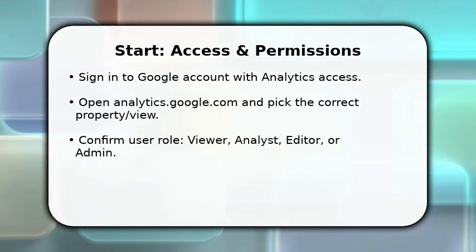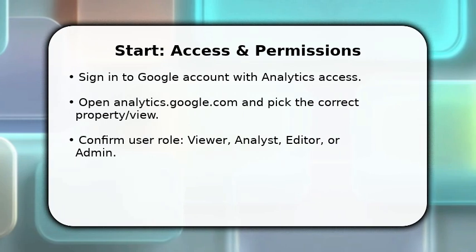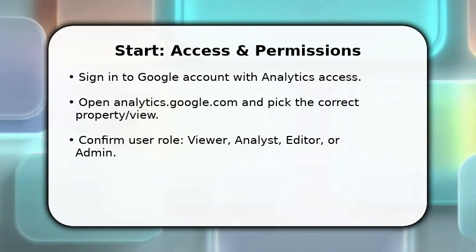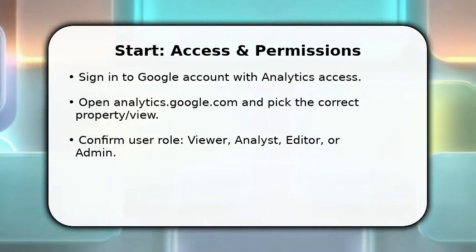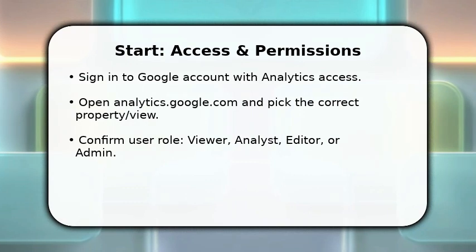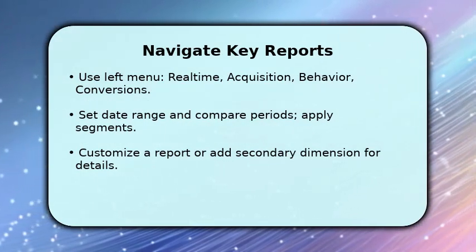If you manage multiple properties, pick the one tied to the site or app you need. Once done, skim the account/property hierarchy at the top left so you know where you are before proceeding to reports and real-time checks. Now navigate to the left menu and open Real-Time to verify live traffic.